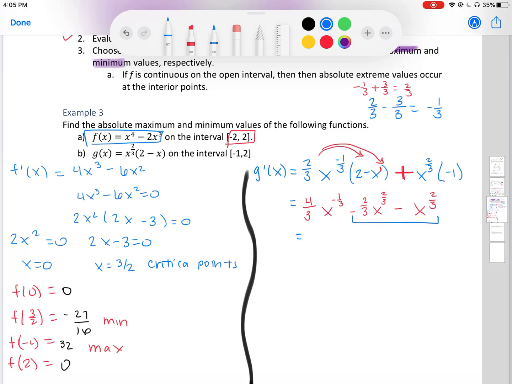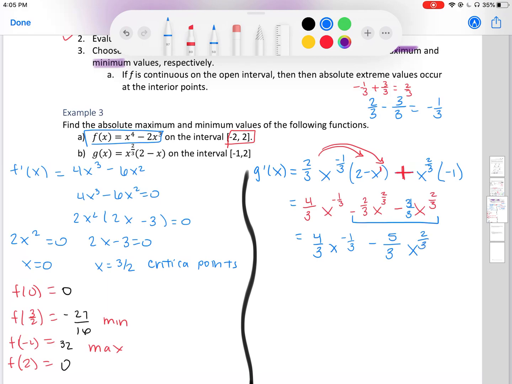These are actually like terms, so we can add them. So we're left with 4/3 x to -1/3. And we can factor out, we can add them. 3/3. So we have -2 minus 3, which is -5/3 x to the 2/3.